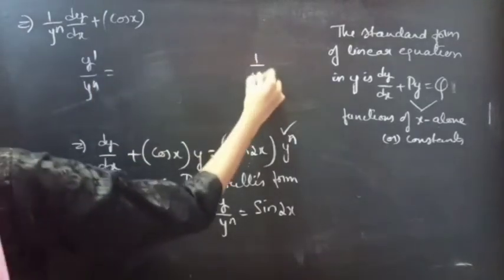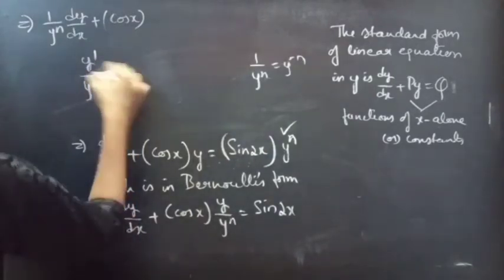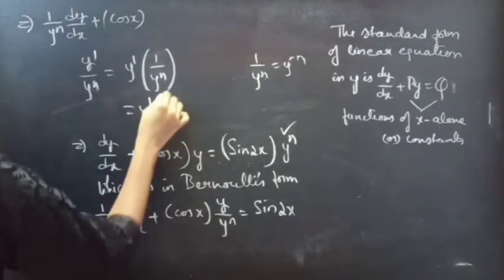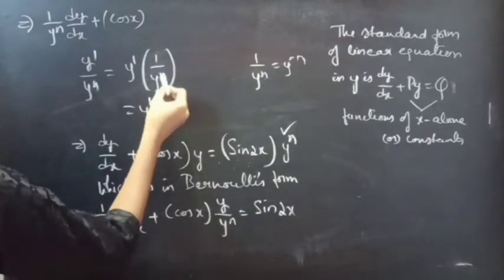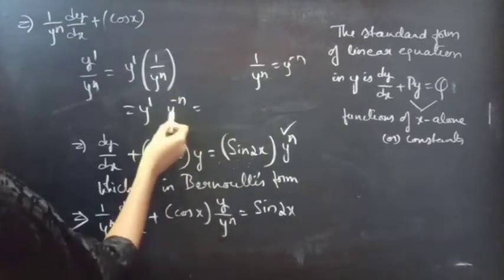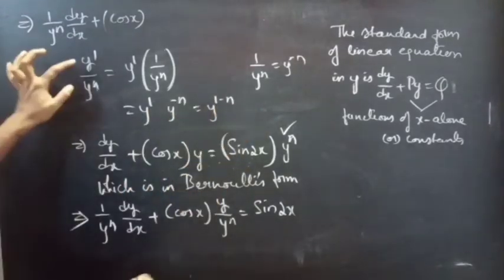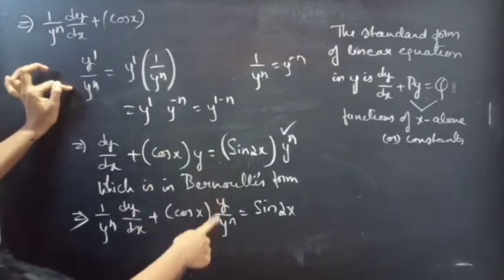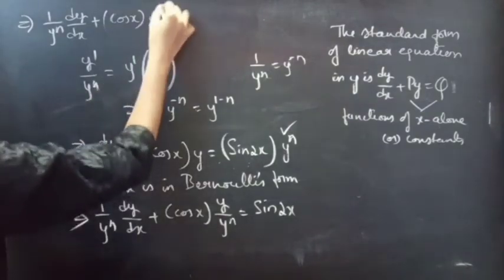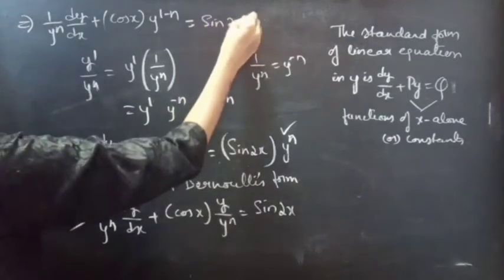We know that the reciprocal of y power n can be written as y power minus n, right? Then you can split this as y power 1 into 1 by y power n. Or you can write the reciprocal of y power n as y power minus n. Here the bases are equal, so we can add the powers and we'll get y power 1 minus n. So you can replace y by y power n by y power 1 minus n, and you'll get y power 1 minus n equals sin 2x.